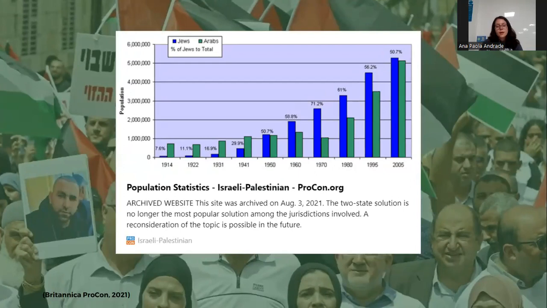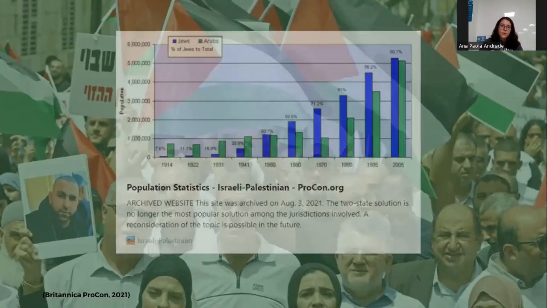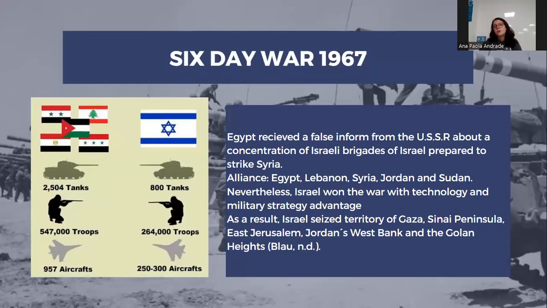And during this time, there were a lot of frictions going on. So those frictions broke out in the Six-Day War in 1967. In this war, Egypt received false information from the USSR about a concentration of Israeli brigades prepared to strike Syria. Now, here it's very important to understand this is the period of the Cold War. So Israel had a very close relation with the United States, and that is a reason why they won this war.